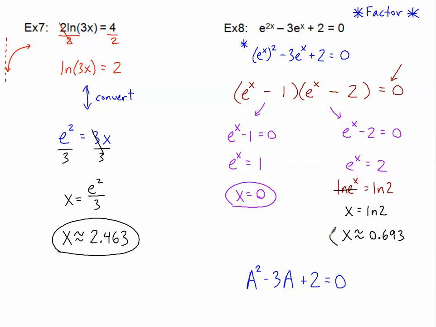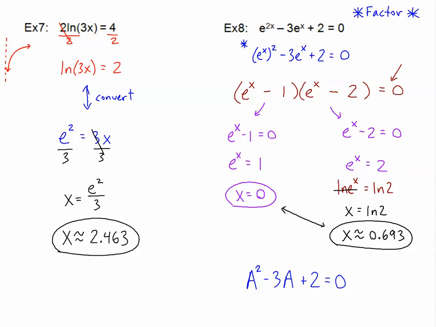0.693. So this one has two solutions, 0 and 0.693. And it has two solutions because it was following a quadratic pattern, and there's normally two solutions to a quadratic.